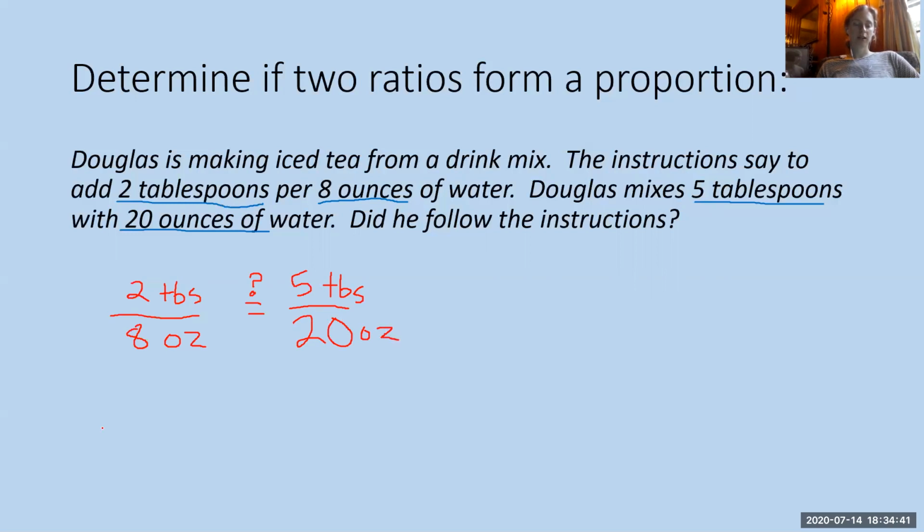So one way to check that is what we just talked about, looking at the cross products. So if we do 8 times 5, we get 40. And if we do 2 times 20, we also get 40. So that means these two ratios are equivalent. They are the same. And so they do form a proportion. So we could say that yes, he did follow the instructions. He preserved that relationship between tablespoons and ounces of water that was laid out in the recipe.